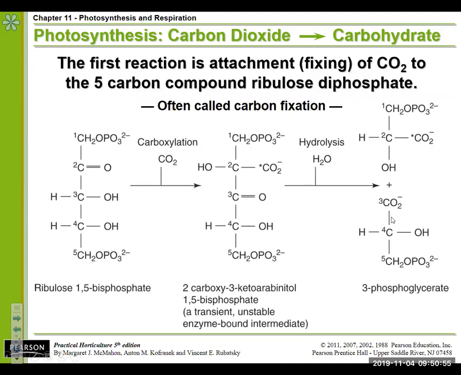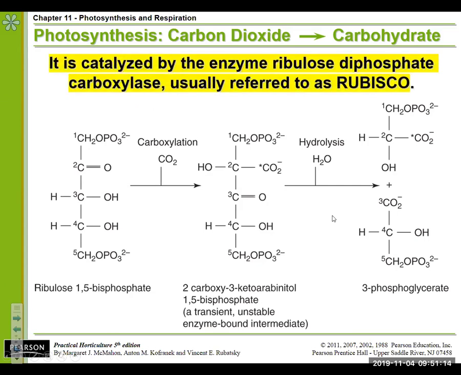So here's just the series of reactions, fixing that carbon dioxide to larger compounds, eventually into sugars, cellulose, and moving that throughout the plant. And it's being catalyzed by an enzyme that is referred to as rubisco, ribulose diphosphate carboxylase.